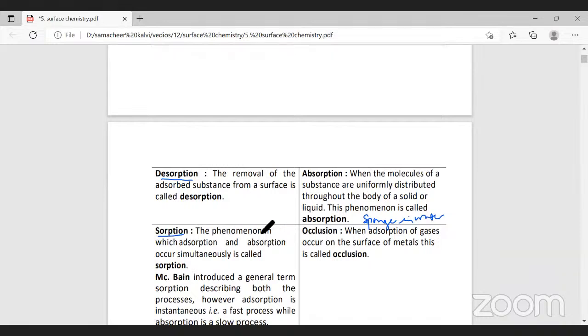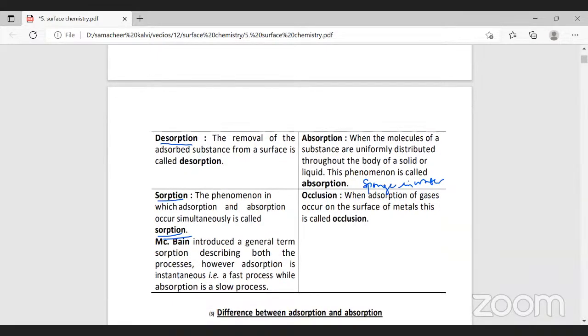S-O-R-P-T-I-O-N, sorption. The phenomenon in which adsorption and absorption occur simultaneously is called sorption. According to McBain, he introduced the term sorption, describing both processes. However, adsorption is instantaneous, that is very fast, while absorption is a slow process.